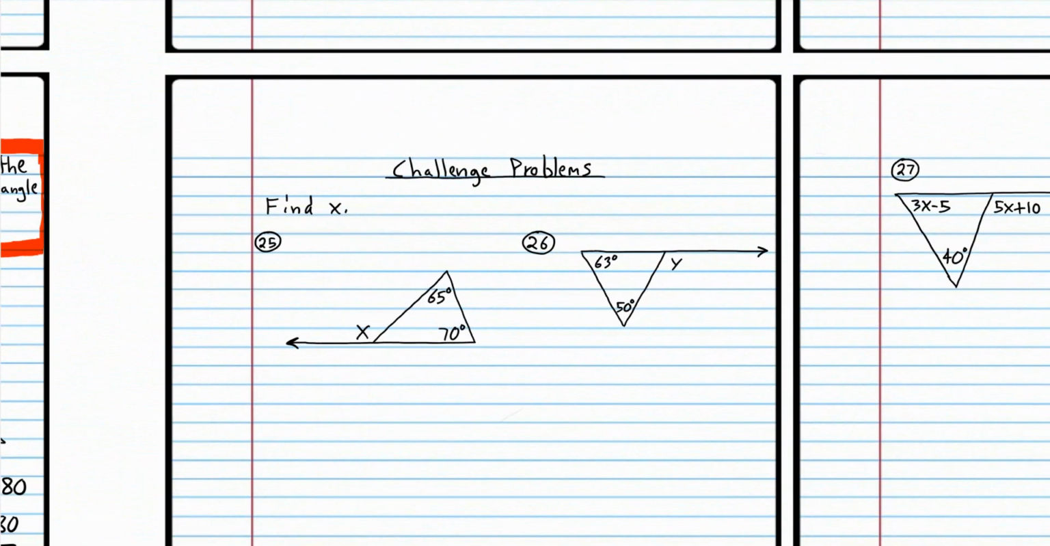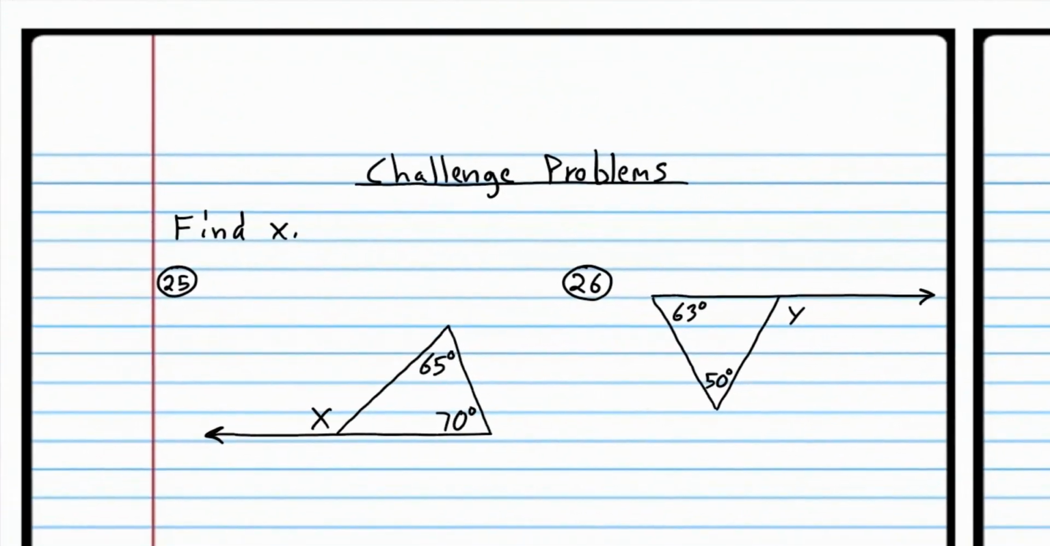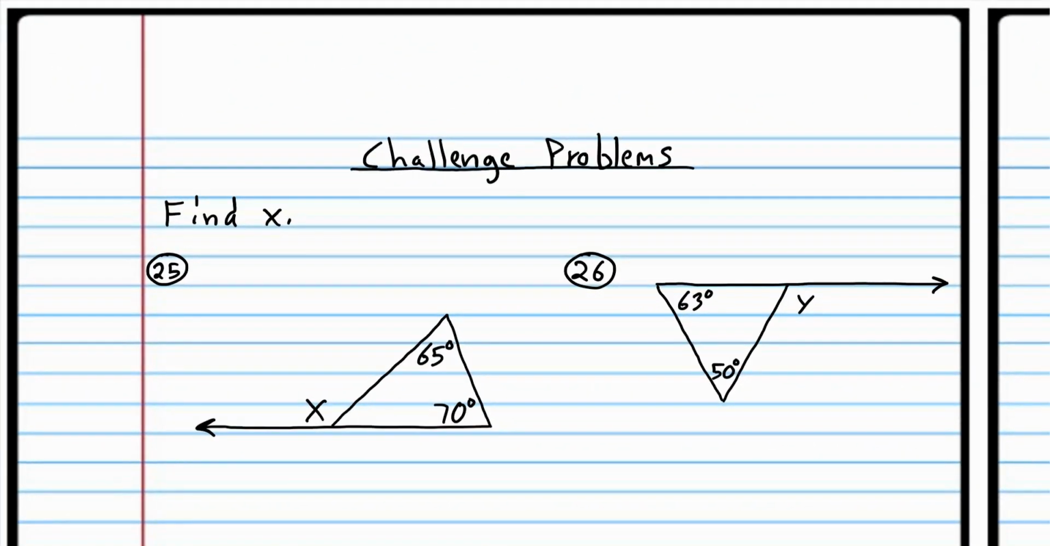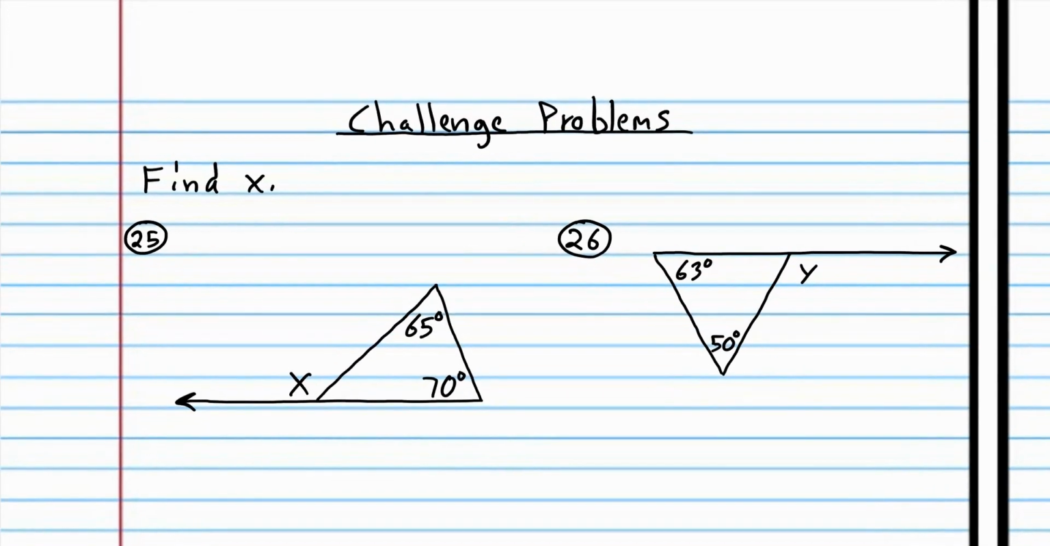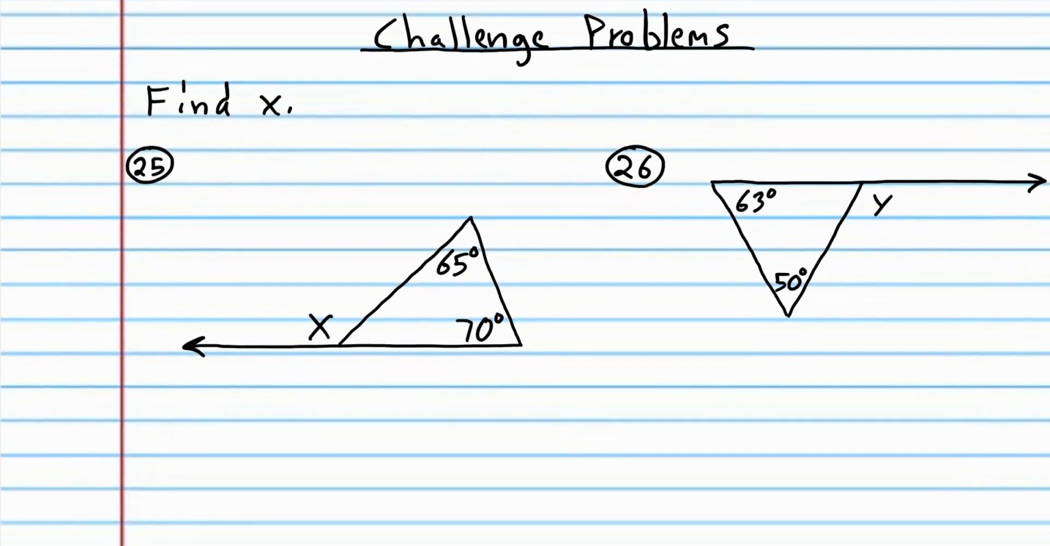25. Now we're going to do some problems that are a little more challenging. We have a triangle, but one of the sides is actually a ray going out to the left, into infinity. And so this is kind of a weird problem here. The variable we're looking for is not one of the angles, and it's not even inside the triangle.